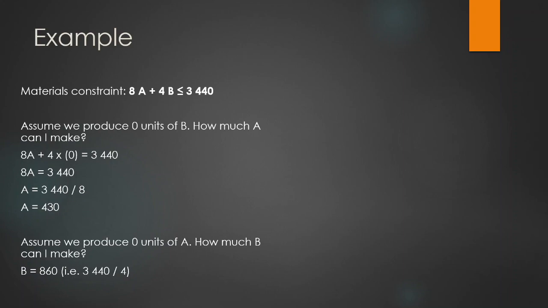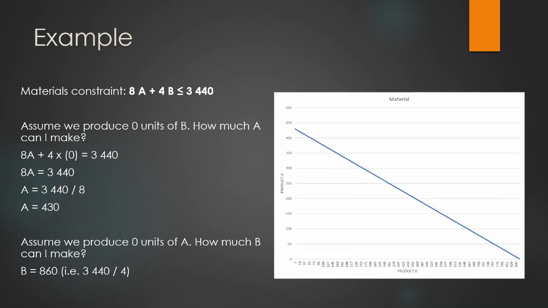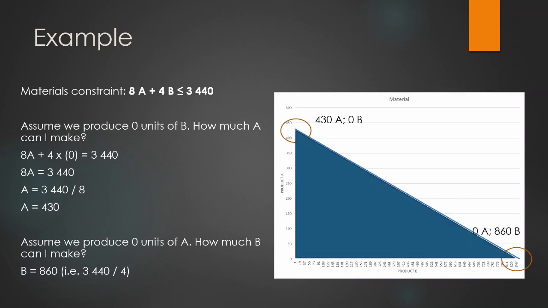Now we have 2 points in our graph and we can plot this on our set of axes. When we produce 430 units of A, we produce 0 units of B. When we have 0 units of A, we have 860 units of B. The feasible production area is then anywhere under the curve, which is now highlighted in blue.